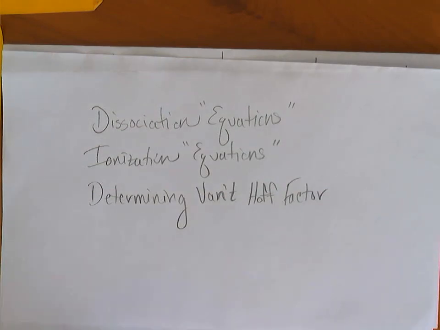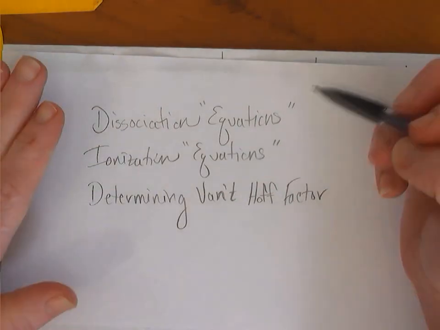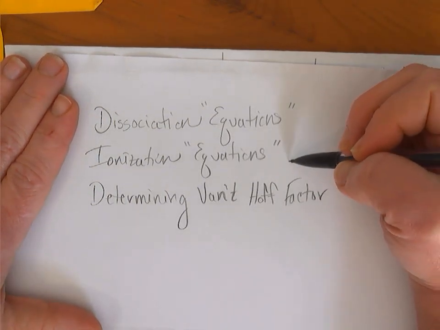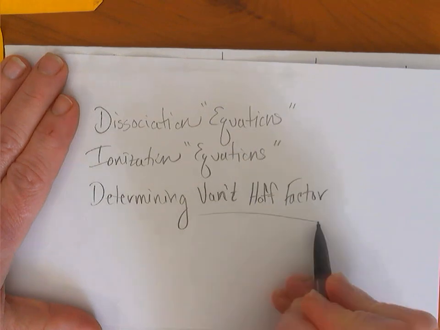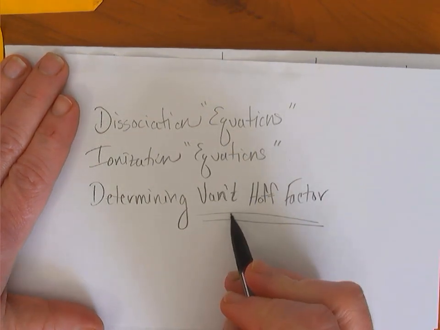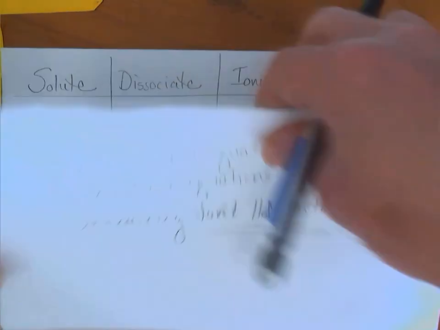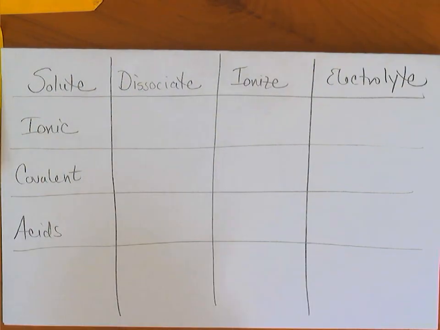Welcome students. This brief video will give us more examples of dissociation equations, ionization equations, and show us very easily how to determine what we call the Van't Hoff factor. Okay, just want to make sure that we're clear on this.